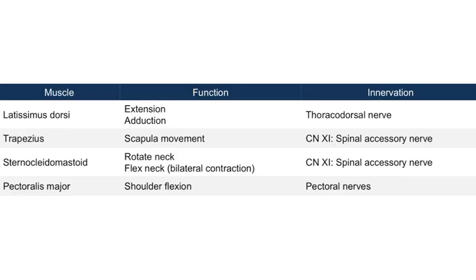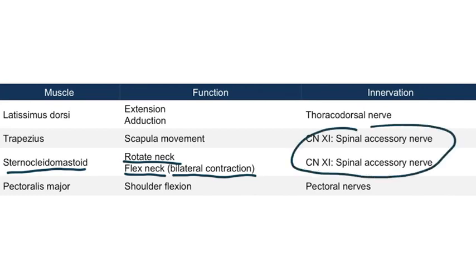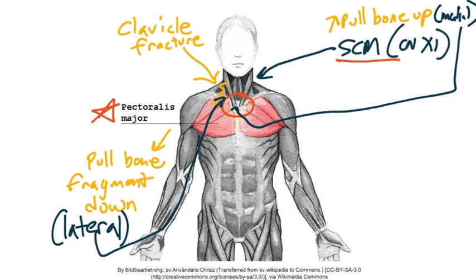So returning to the table, we just discussed the sternocleidomastoid, which causes neck rotation, but with bilateral contraction, there is neck flexion. And just like the trapezius muscle, it's innervated by the spinal accessory nerve, cranial nerve 11. And the pectoralis major muscle causes shoulder flexion, and it's innervated by the pectoral nerves. Going back to this image, you can imagine that if the pectoralis major muscle contracts, it would actually lift the arm, so there would be shoulder flexion.